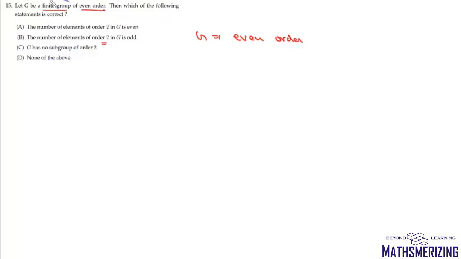Now since G is a finite group, it will have one identity element, then it will have some elements which are self-inverse. Let the number of such elements be n1. So there are n1 elements which are self-inverse, and then there will be elements which are not self-inverse.